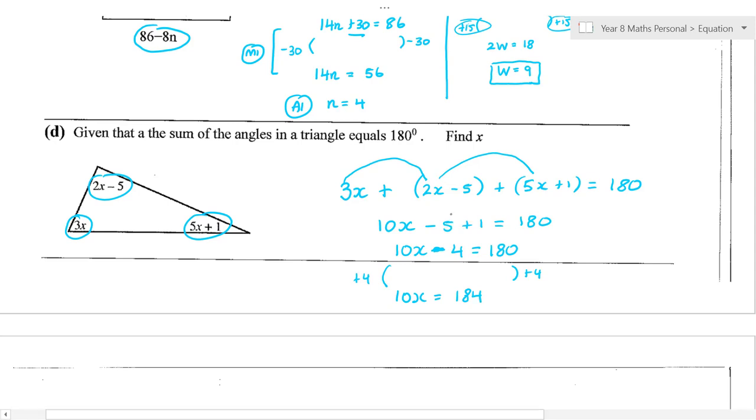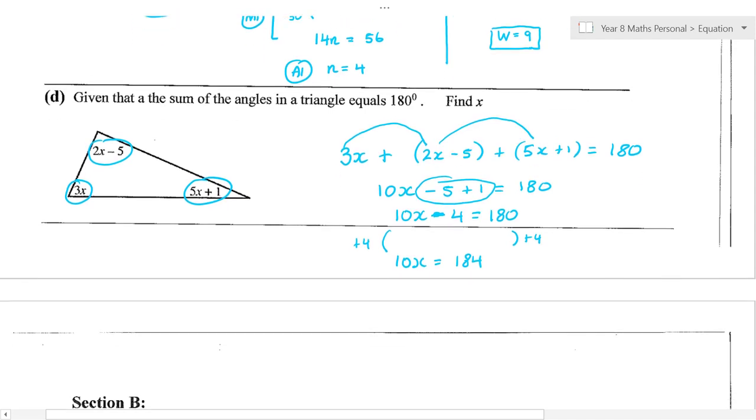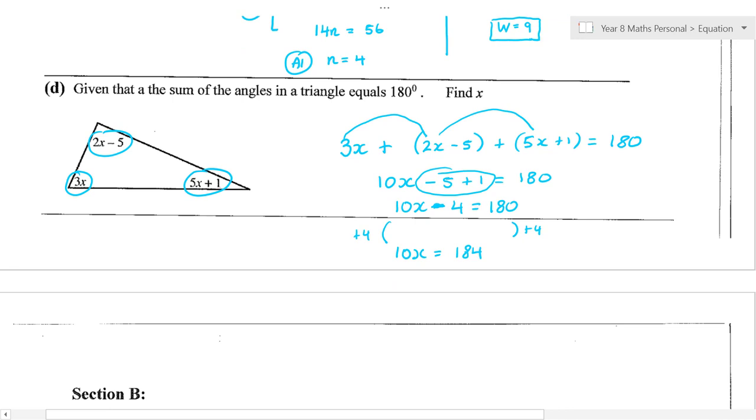Yeah, but minus 5 plus 1 is minus 4. Yeah. So now just so you know, your answer doesn't always have to be a nice whole number. There's an infinite amount of numbers in the world called real numbers, and they don't have to be all whole number integers. So we're going to divide both sides by 10.